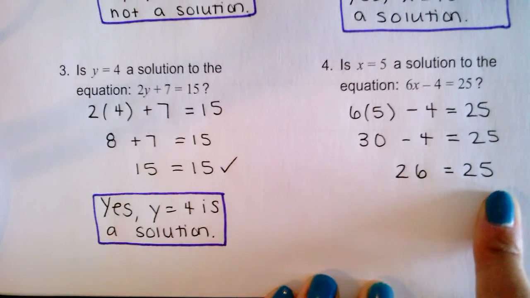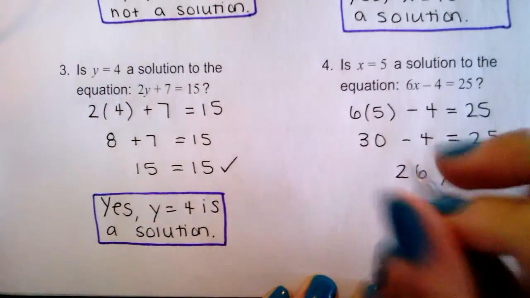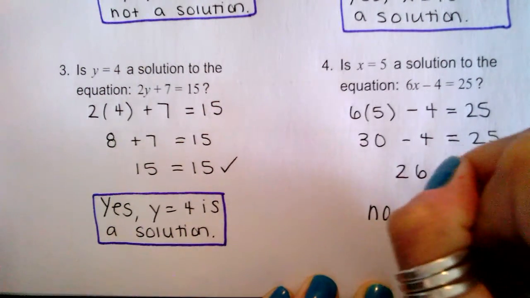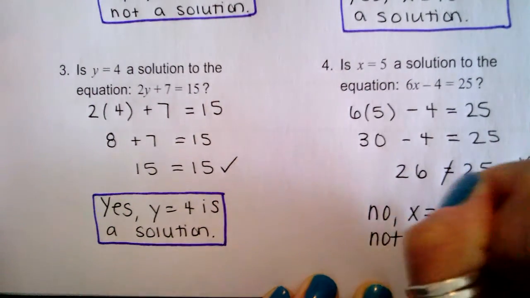Are those the same number? No, very close, but they are not the same number, which means, to answer the original question, they are not the same, so it's no. x equals 5 is not a solution.